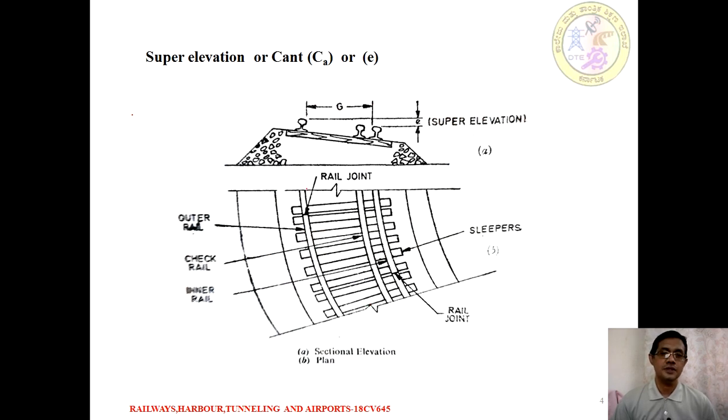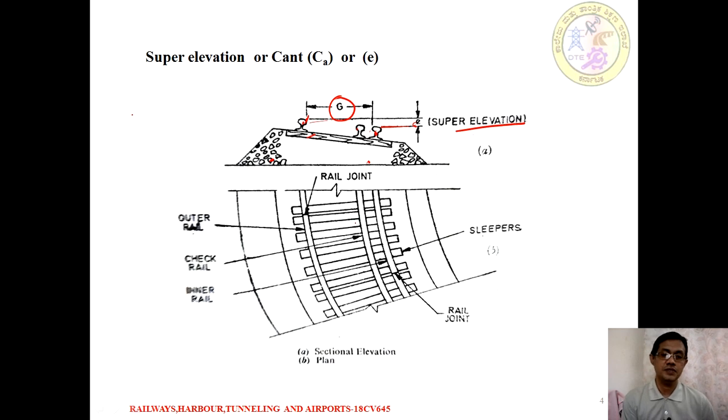Try to see the image here. In this image we are given the embankment, ballast and sleeper and a rail section. These rails are raised at the outer edge with respect to the inner edge. This difference is called E. That is nothing but the super elevation, which is maintained for a particular gauge G.